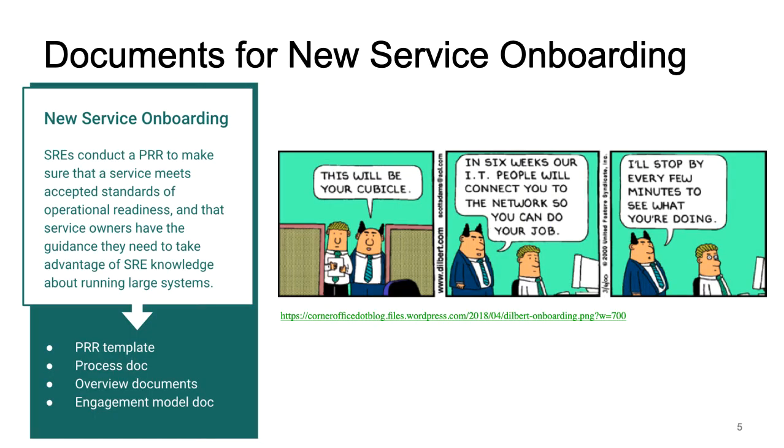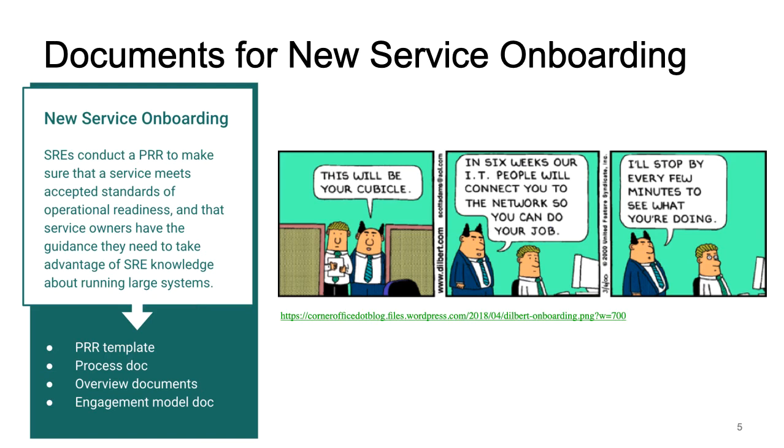So let's take different types of jobs that an SRE does and what type of documents are important. First, documents for new service onboarding. SREs conduct production readiness review to make sure that the service meets accepted standards of operational readiness and that service owners have the guidance they need to take advantage of SRE knowledge about running large systems. A service has to go through this review process prior to the initial launch to production. During this stage, the service has no SRE support. The product development team supports the service.